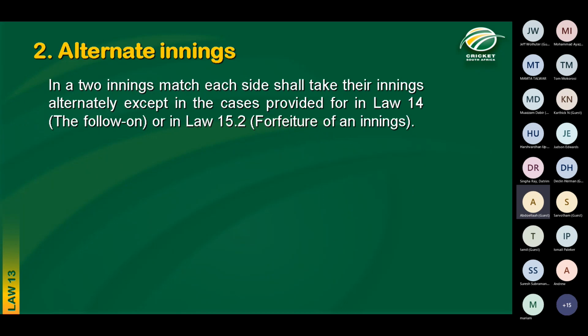Alternate innings. In a 2 innings match, each side needs to take their innings alternately. Side A cannot go bat and then side A go bat again. It needs to be side A bats in their first innings. Once that innings is completed, side B needs to go bat, and then side A can come bat, and then side B. So the innings should be alternate. There are two exceptions, which we will cover in law 14 and 15. I'll get there. But in a two innings game, each side shall take their innings alternately.